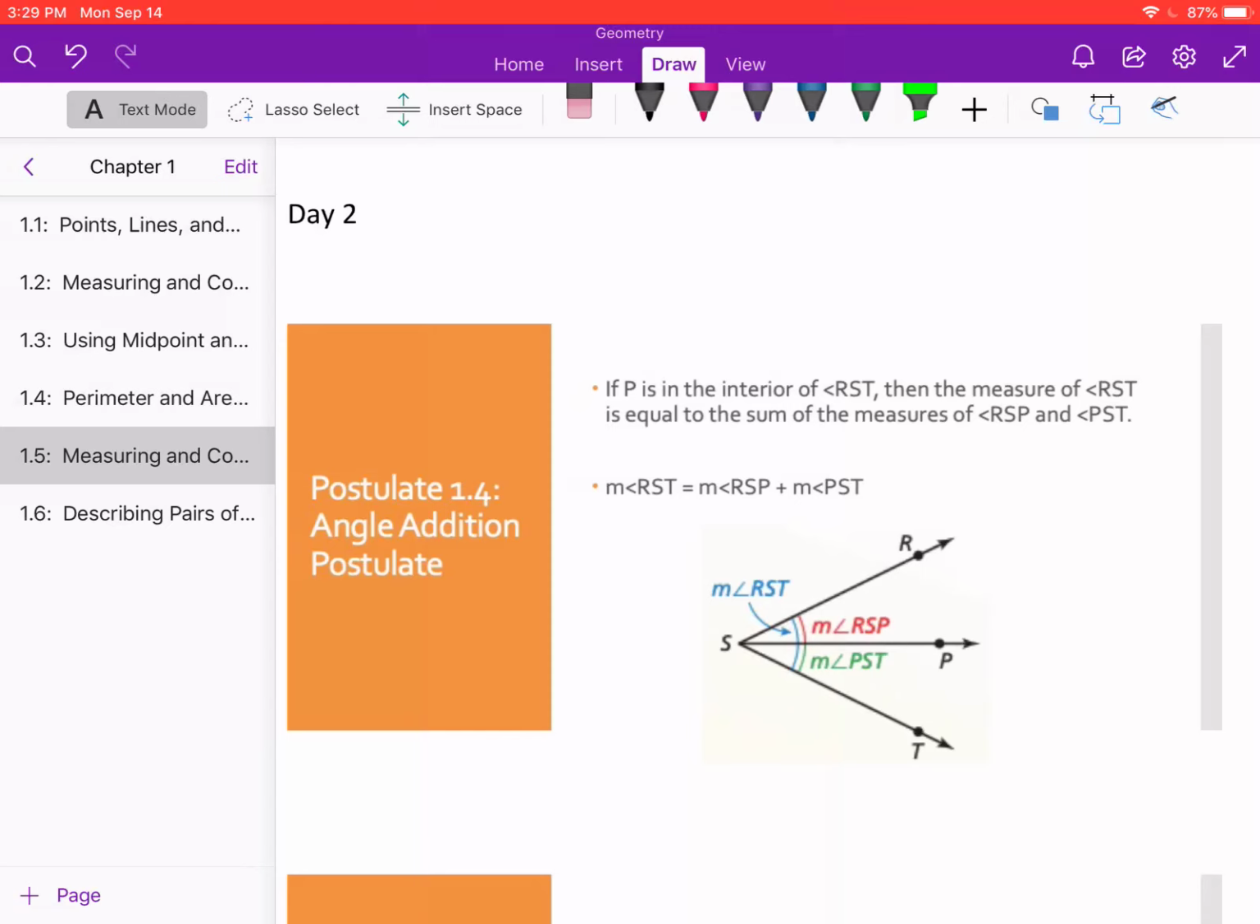This is section 1.5, measuring and constructing angles, day 2. So we talked about naming angles and describing angles in day 1, and today we're going to get more into the math part of it.